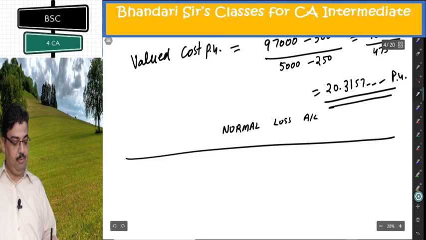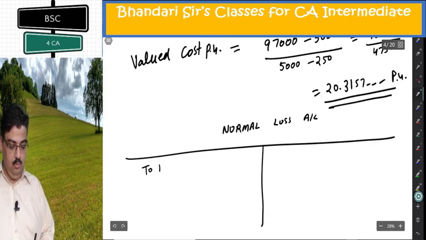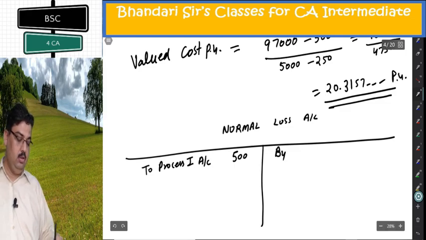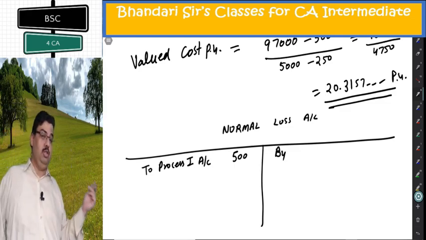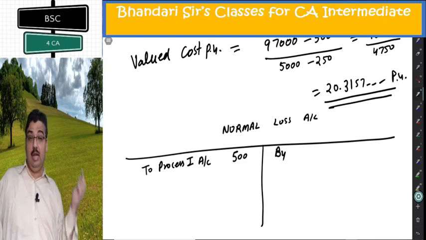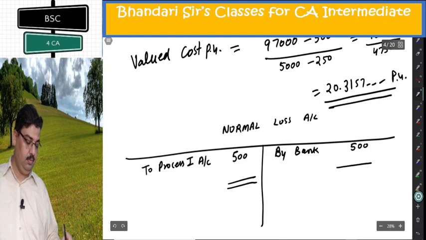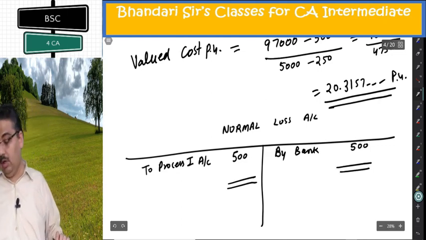First entry comes from process account, to process 1 account. Only the amount column, I am making 500 rupees. The second entry is related to abnormal gain, which is not applicable in this question. The third entry is realized by bank, 500 rupees. The normal loss account is tallied.